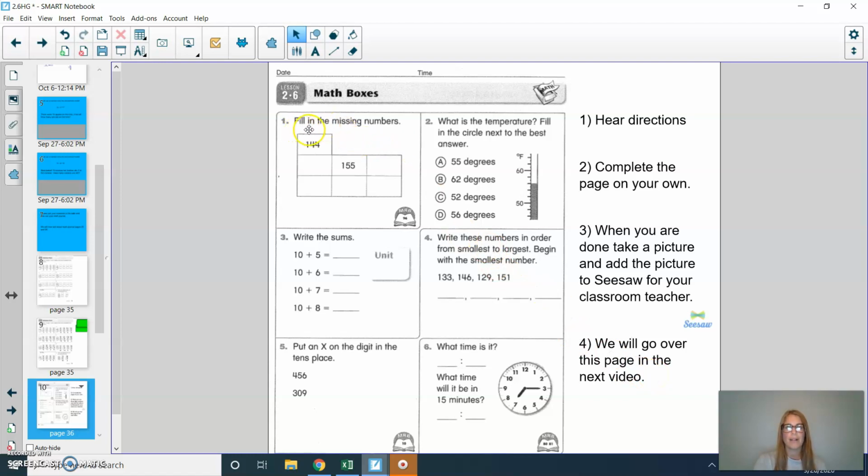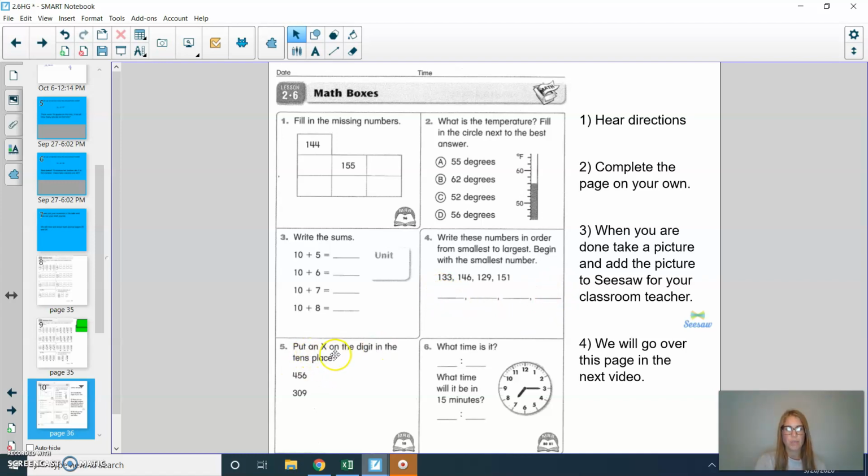So for question number 1, fill in the missing numbers. For question number 2, what is the temperature? Fill in the circle next to the best answer. Write the sums for number 3 and then choose a unit you would like to use. For question 4, write these numbers in order from smallest to largest. Begin with the smallest number here. Your largest number will be way to the right.